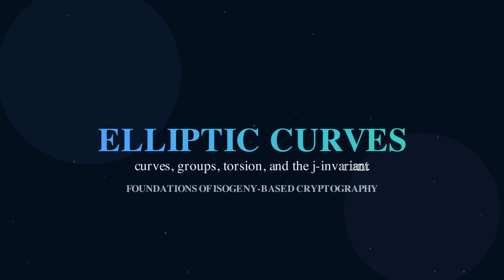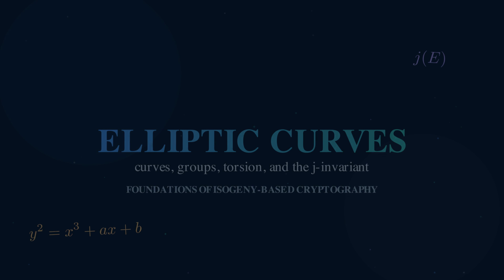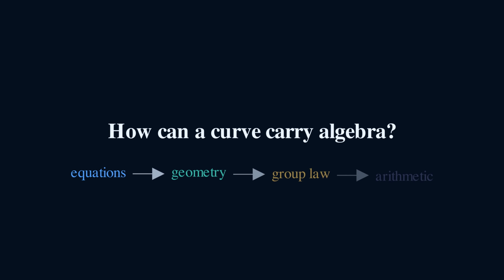Why do its points form a group? What does scalar multiplication mean? What are torsion points? And what does the j-invariant tell us about the curve itself? A good guiding question for the whole episode is this: how can a geometric curve carry algebra? We will move from equations to geometry to a group law, and finally to arithmetic phenomena like torsion.